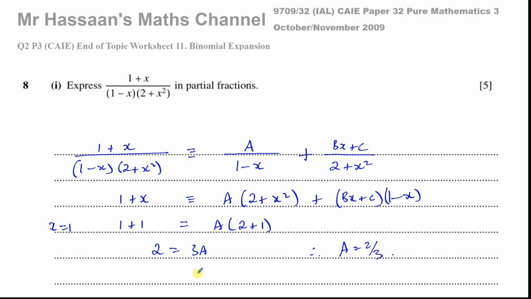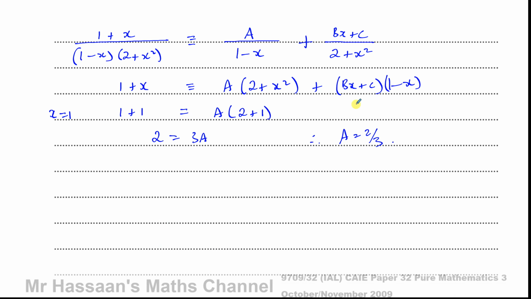Now to find the value of b and c. To find the value of b, I can't use a substitution here because I can't put anything in this place that will make this bracket become 0. This bracket can never become 0 because it's 2 plus x squared. If I put a negative value in here, it's going to become positive. So I cannot use substitution to get rid of the a part.